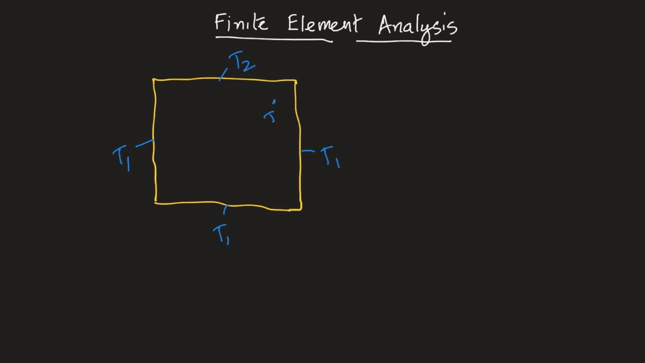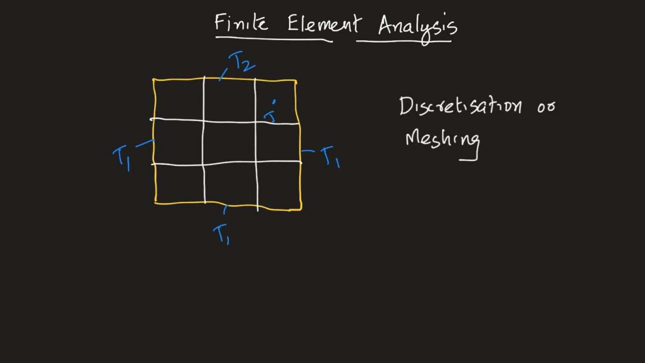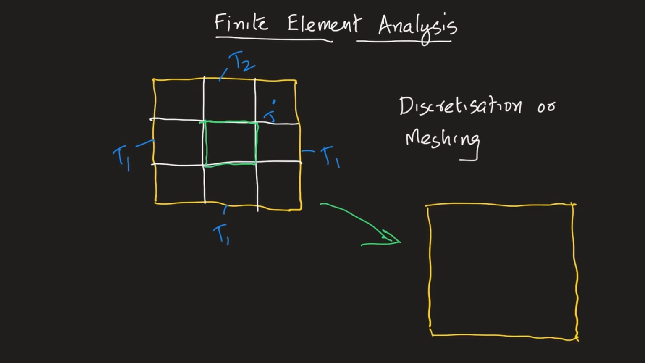In finite element analysis, we divide this domain into a number of elements. This is known as discretization or meshing. Now let us take one element from this. We have used rectangular elements to discretize the domain. I'm showing a single element separately.